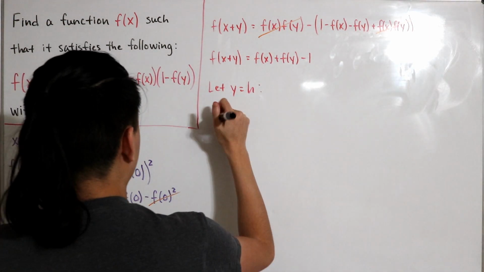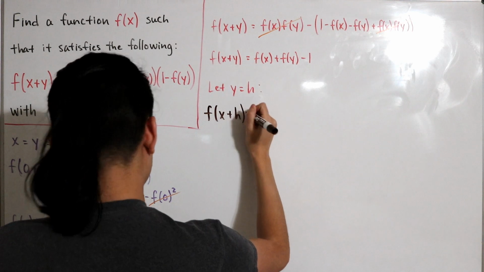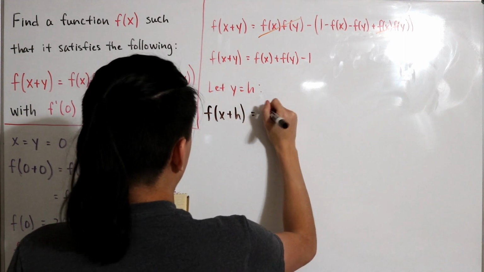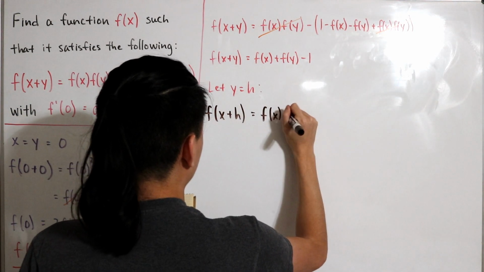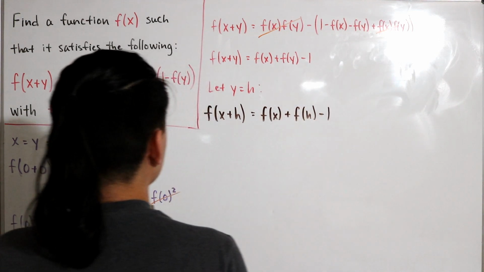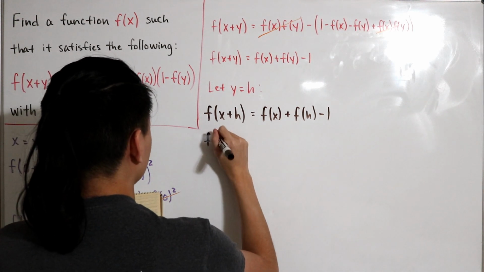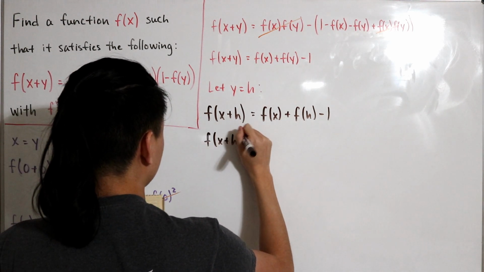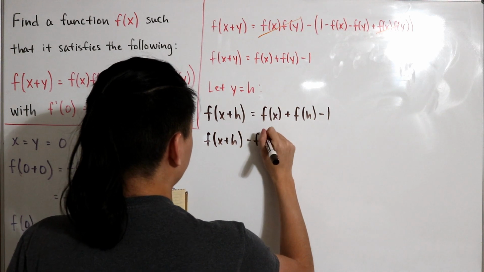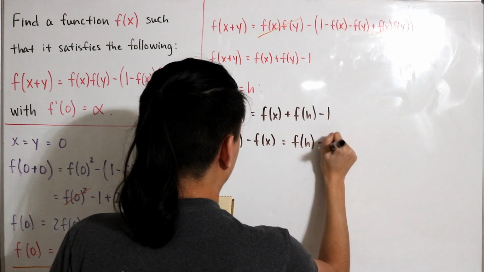So now next we would have just f of x plus h. Then it's just equal to f of x, then plus f of h, and then subtract 1. Do a little bit of algebra. What I can do is I'll subtract the f of x to both sides. So this will be f of x plus h, subtract f of x. So that's equal to f of h, then subtract 1.